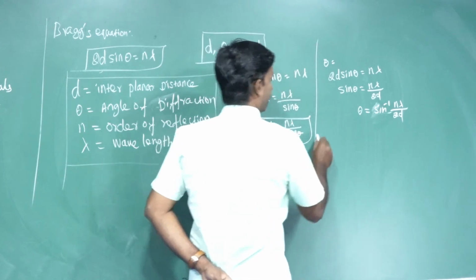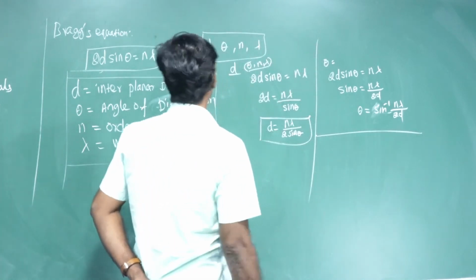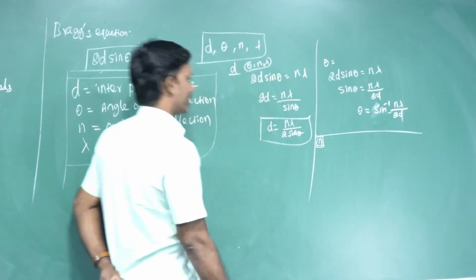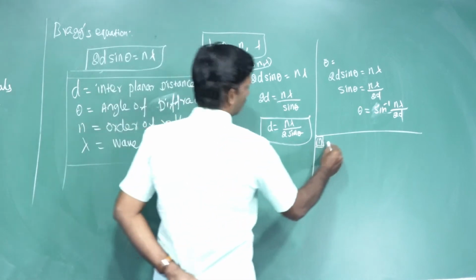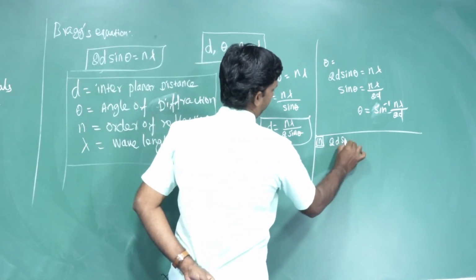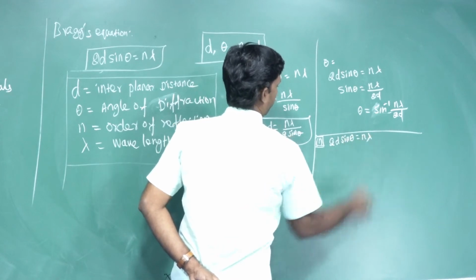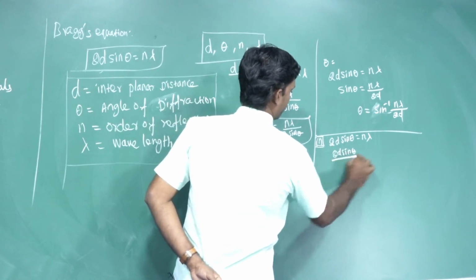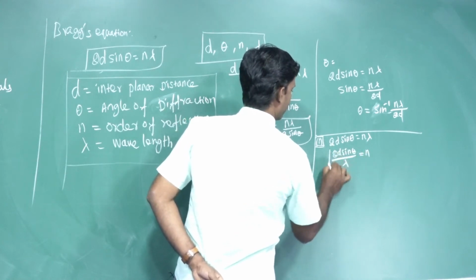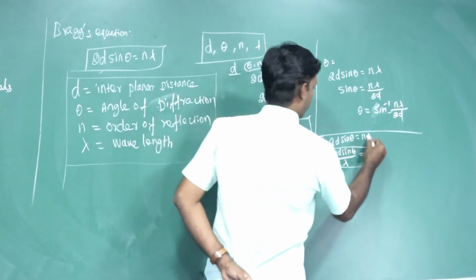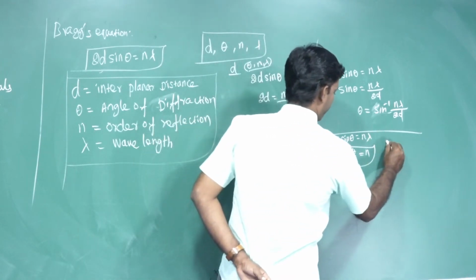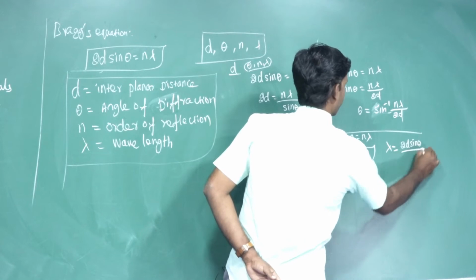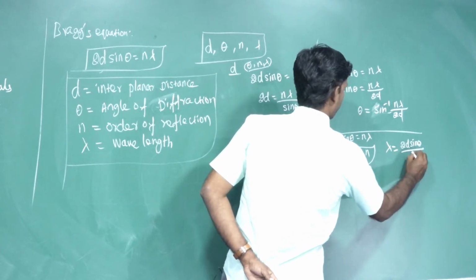Then if you want n, the order of reflection, what to do? With the formula 2d sin theta equals n lambda, n equals 2d sin theta by lambda. That is clear. Now you want to get lambda: lambda equals 2d sin theta by n.